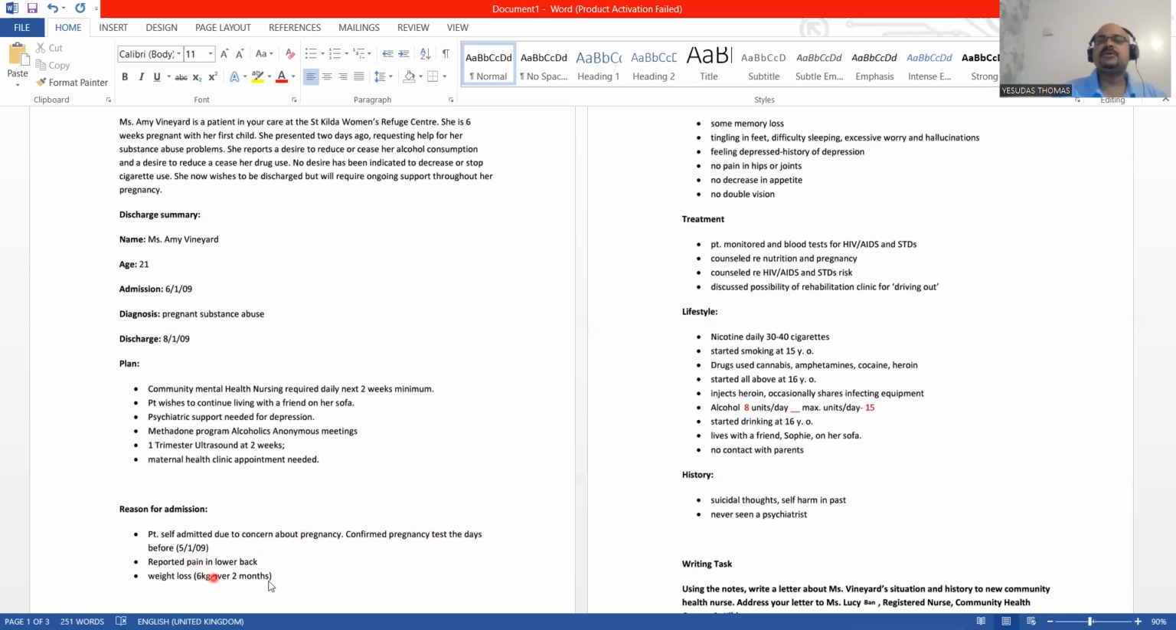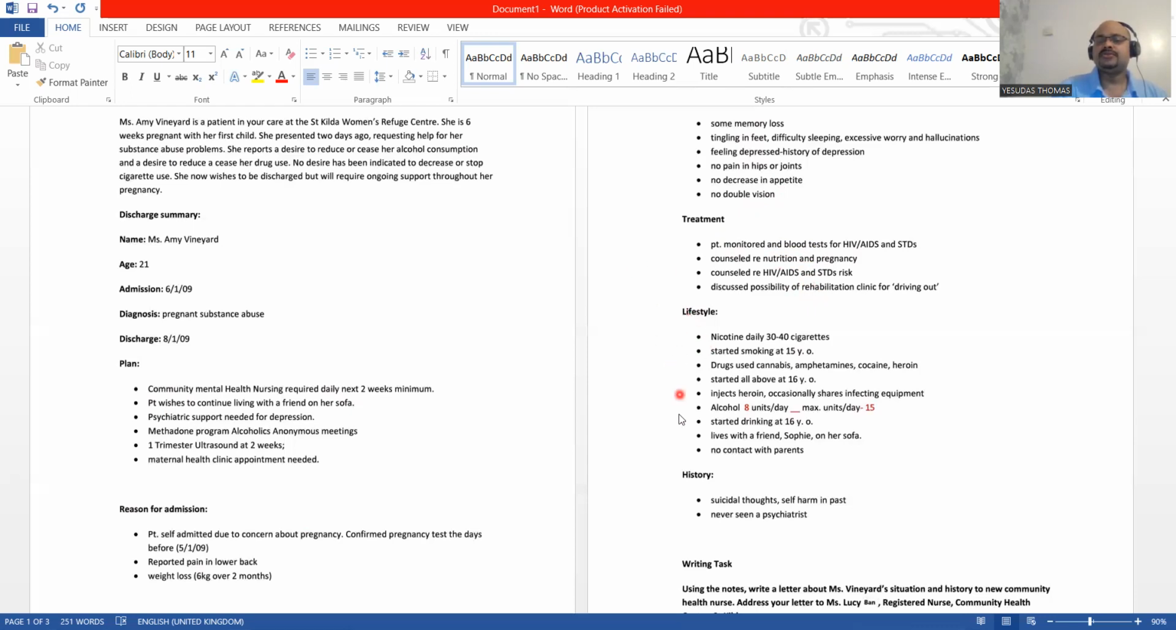You can see this is pregnancy and pregnancy-related problems as well as some sorts of drug abuse problems. At your refuge center, you have monitored her blood test, counseled her for HIV, nutrition, and the possibility of rehabilitation. All these things we have done in our care.